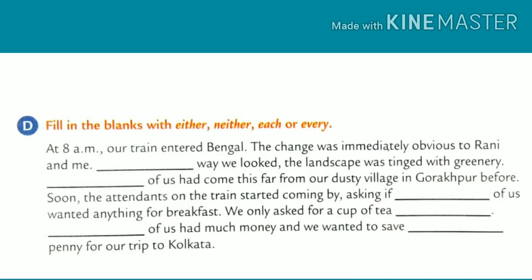Soon the attendants on the train started coming by, asking if dash of us wanted anything for breakfast. See the points and write the answer. The answer may be either or neither. Think and write. We only asked for a cup of tea dash. Dash of us had much money and we wanted to save dash penny for our trip to Kolkata.